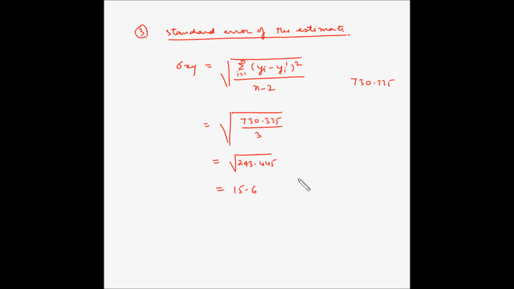So based on these three measures of accuracy, which is correlation coefficient came out to 0.98, the coefficient of determination came out to be 0.96, and standard error of the estimate came out to be 15.6, it appears that advertising spend is a good choice for predicting sales.